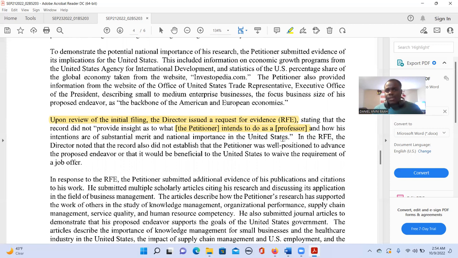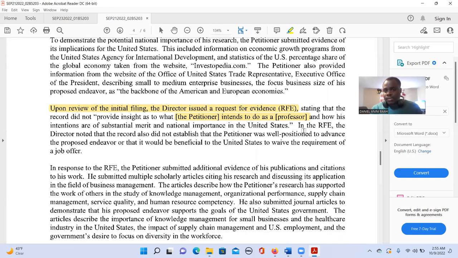So I think the officer was finding a problem to actually hone in, or let's say dive into whatever the professor wanted to do, specializing in which area of economics, okay? And how his intentions are actually going to improve U.S. interests. In the RFE, the director noted that the record also did not establish that the petitioner was well positioned to advance the proposed endeavor and that it would be beneficial for the U.S. to waive the requirement of a job offer. Good. So this one also.